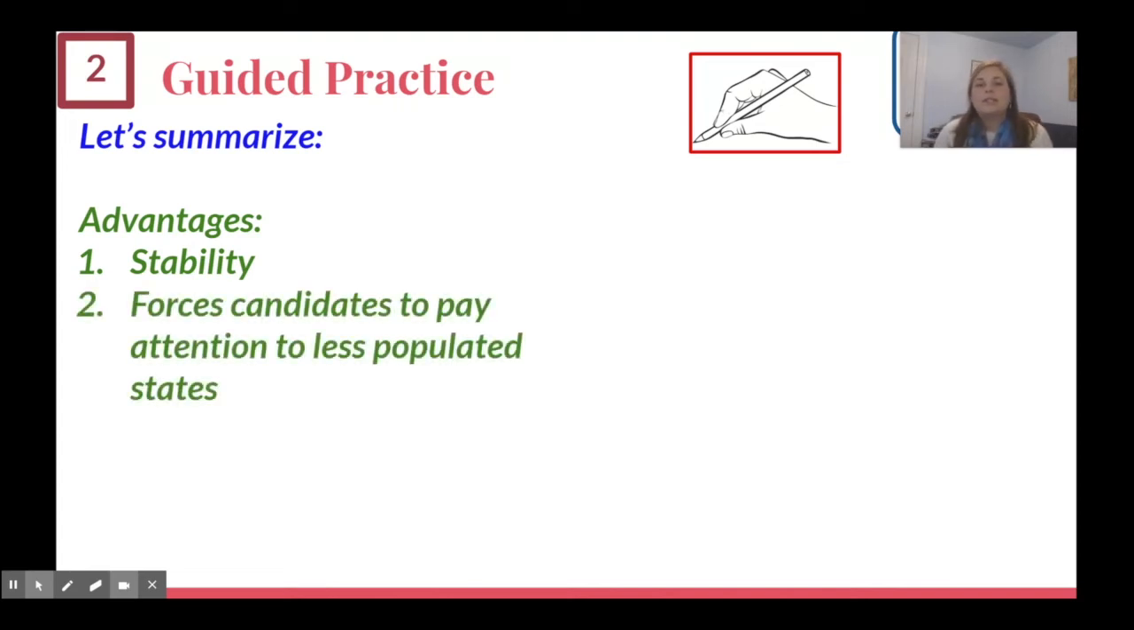It also forces candidates to pay attention to less populated states. That means the interests of people across the nation are being considered, not just people in dense urban areas. And it supports our federalist structure, so it keeps that power of elections with the states.